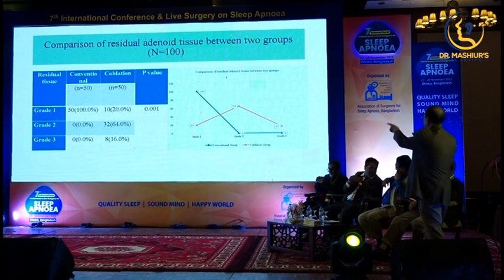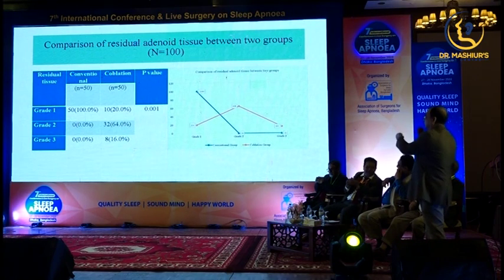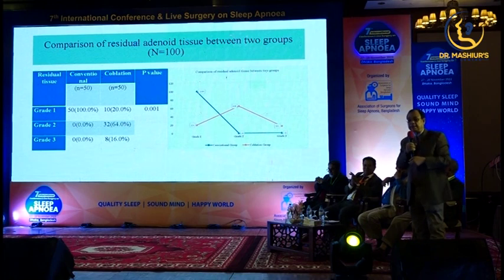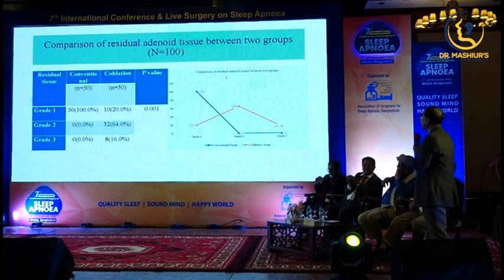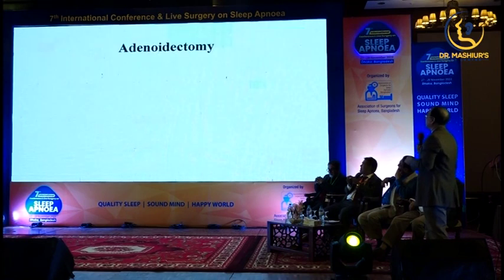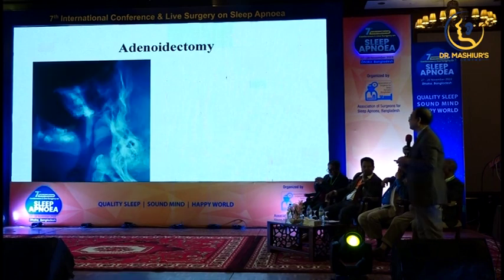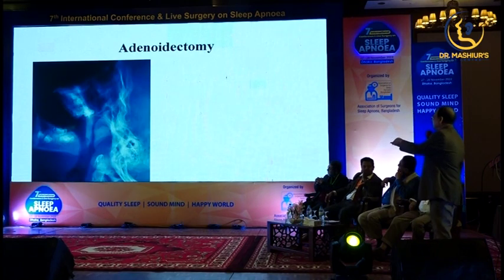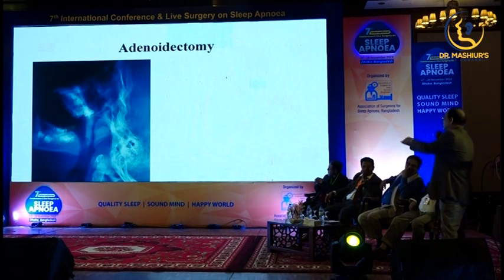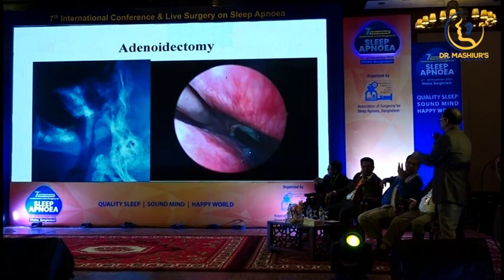So, this is the grading system you see, in the conventional and compression groups. This graph shows the true scenario of the residual adenoid. Now, sir, you see how we do it. You see, this is the grade 3.